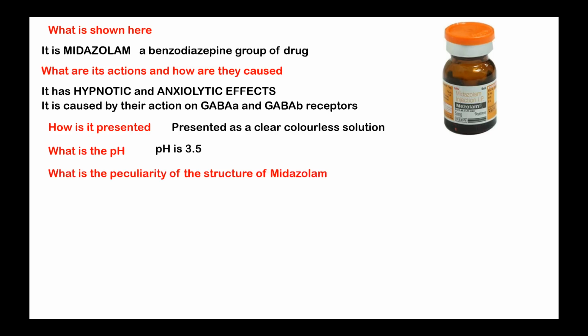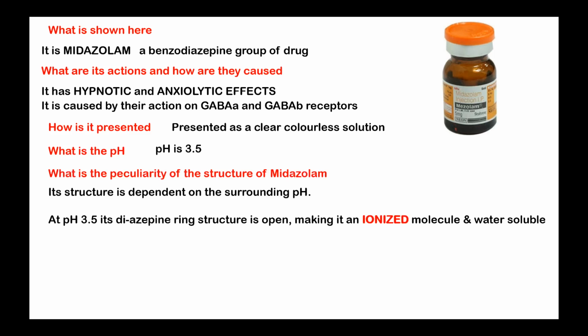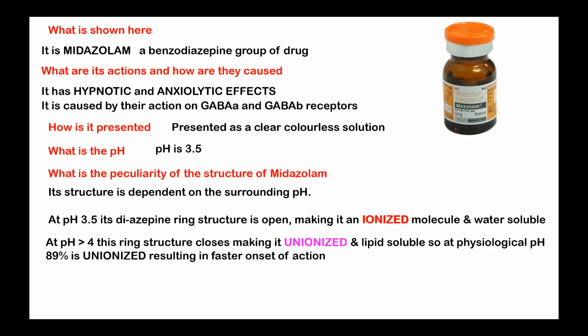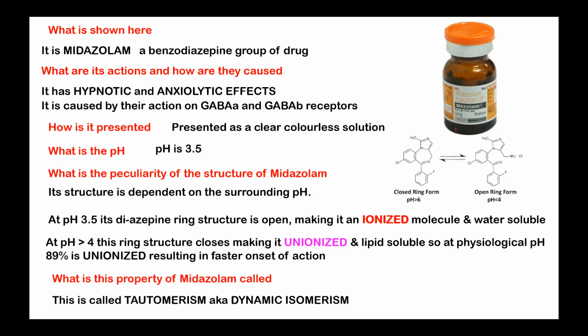What is the peculiar structure of midazolam? Tautomerism. Structure dependent on the surrounding pH. At pH 3, the diazepine ring is open, making it an ionized molecule and water soluble. At more than pH 4, the ring structure closes, making it unionized and lipid soluble. So at physiological pH, 89% is unionized, resulting in faster onset of action. So these are the two forms: closed ring form and open ring form. So it can change between these two, and this is called tautomerism. The other name for tautomerism is dynamic isomerism.